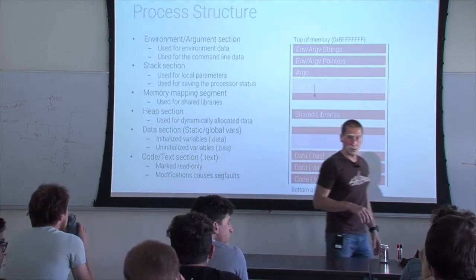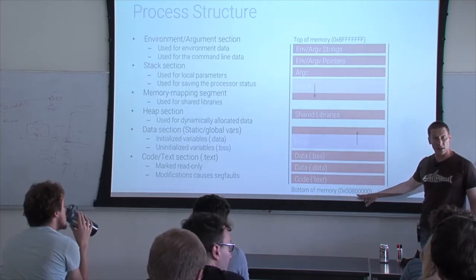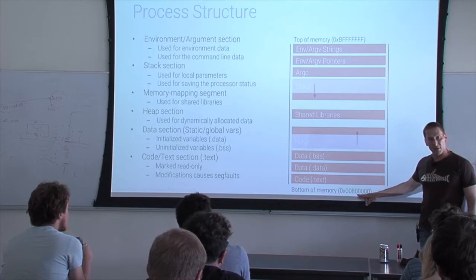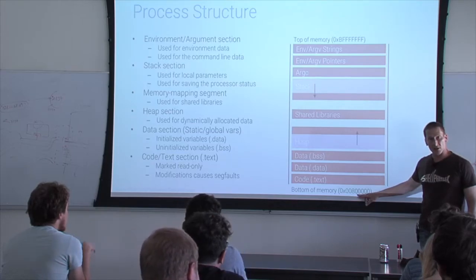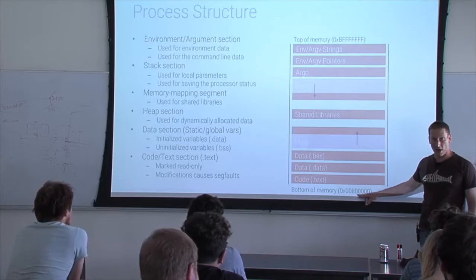Yes? What is your bottom of memory on bit set? Is why it's at 808? Because I think that's where they usually map the beginning of the code text. In 32 bits, I think that's correct. Is it incorrect?